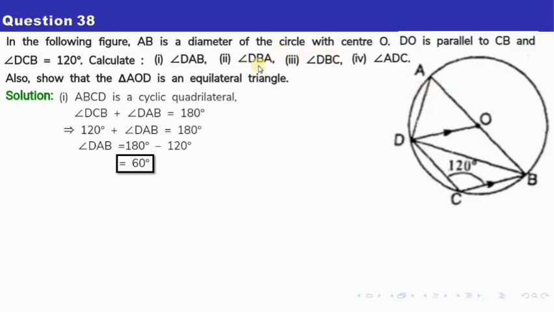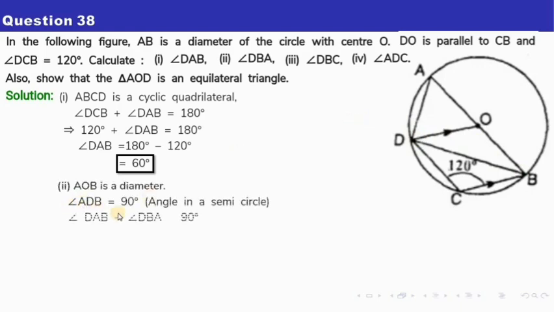Now our next thing is angle DBA. So let us see where DBA is. DBA is this one, so this angle has to be found out. Now we know that AB is the diameter, that means angle ADB has to be 90 degrees because it is an angle in a semicircle. So angle ADB is 90 degrees.